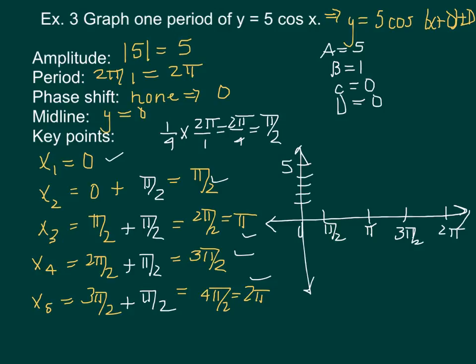5 is your max. Negative 5 is your min. Okay, so remember cosine starts max, 0, min, 0, max.